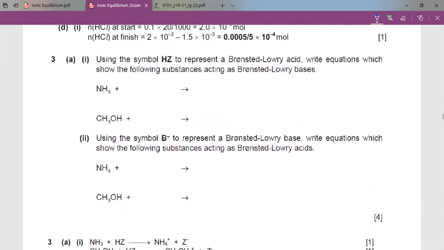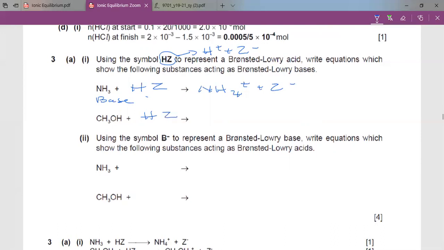Now here, this is a bit tricky one. Using the symbol HZ to represent an acid. Why? Because there's an H here to be donated, means it can give you H plus and Z negative. Write equations showing the following substances acting as Lowry-Brønsted bases. Okay, a base, that means it must be what? Accepting a proton from the HZ. That means NH4 positive plus your Z minus. This is an acid, this is a base. This is a proton acceptor.